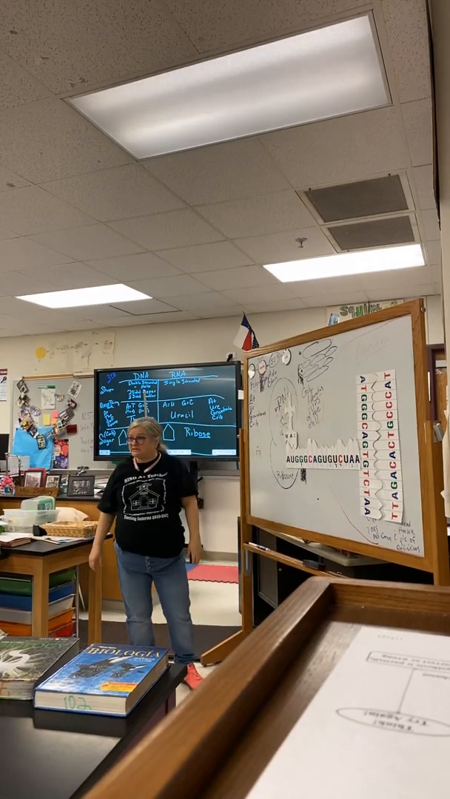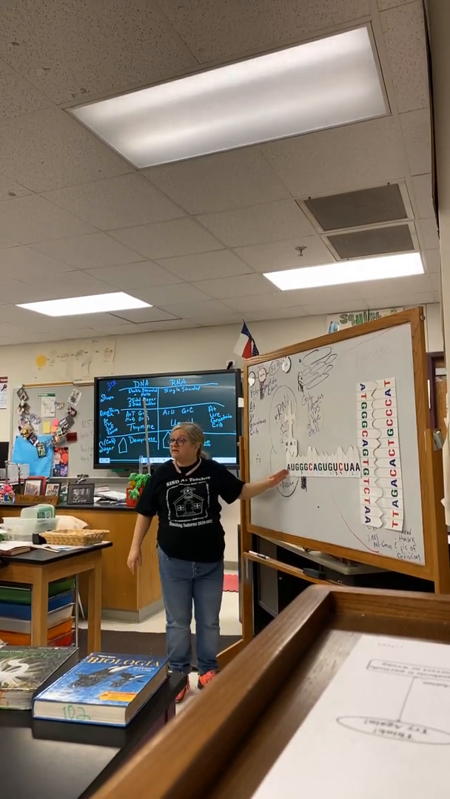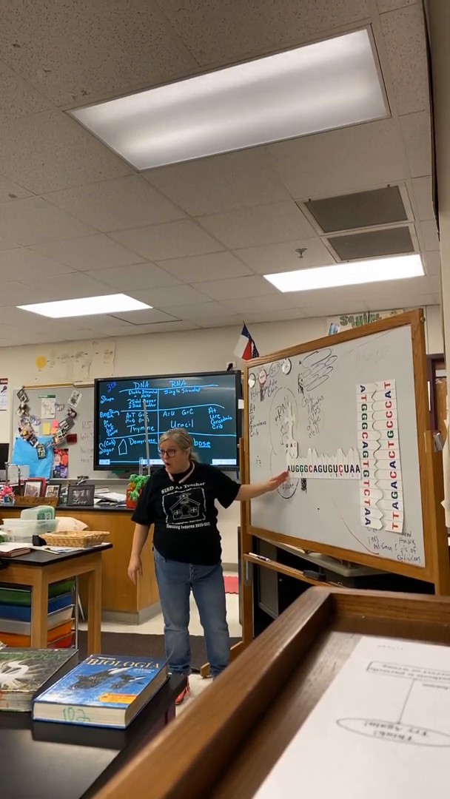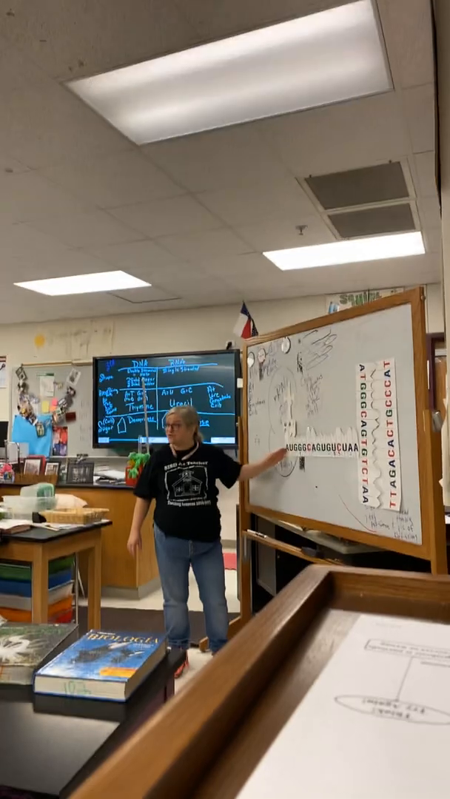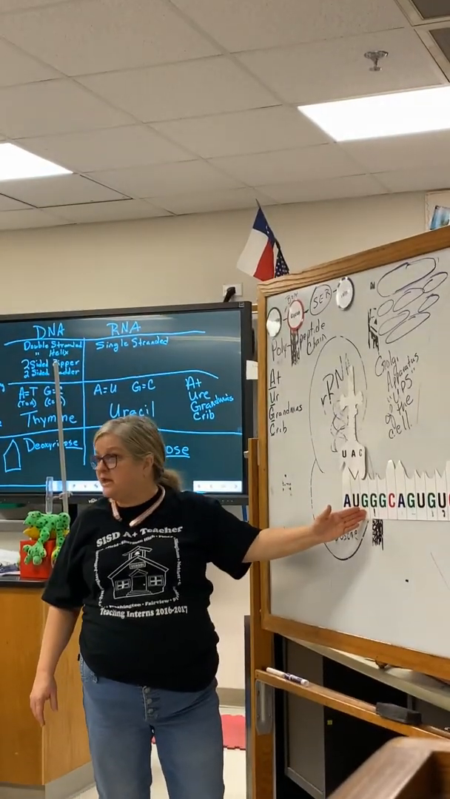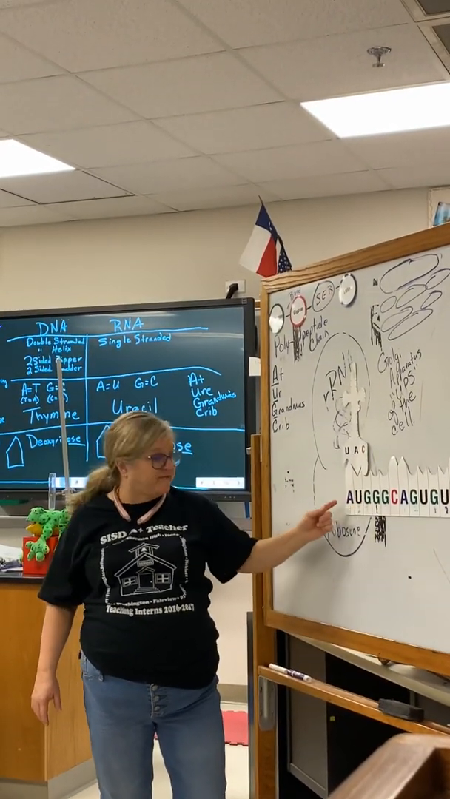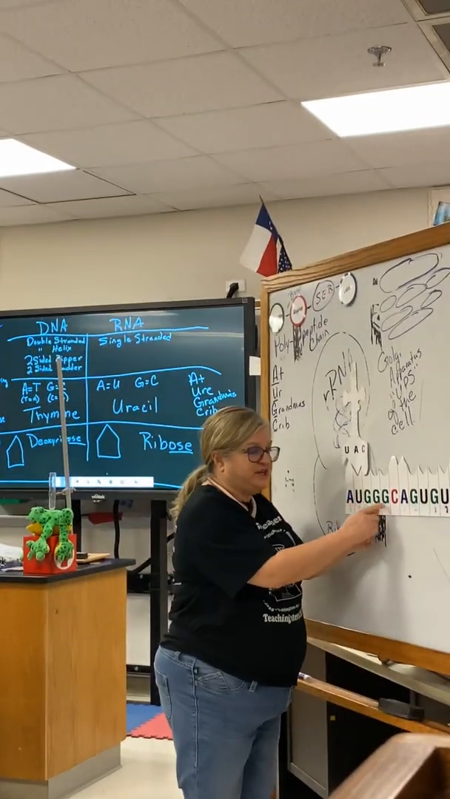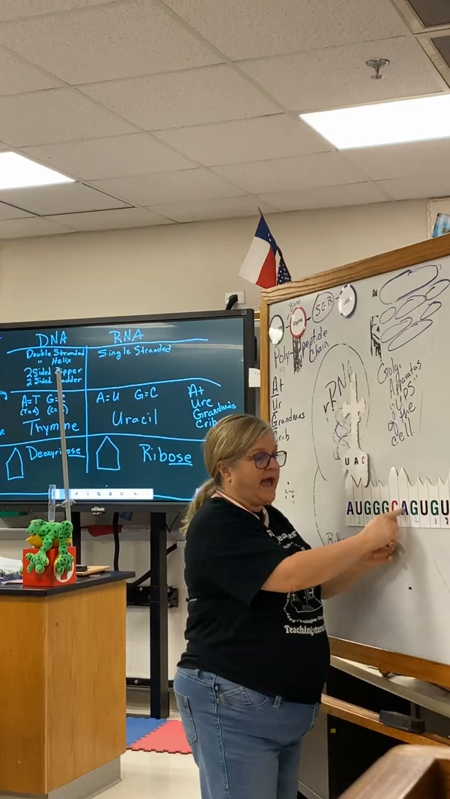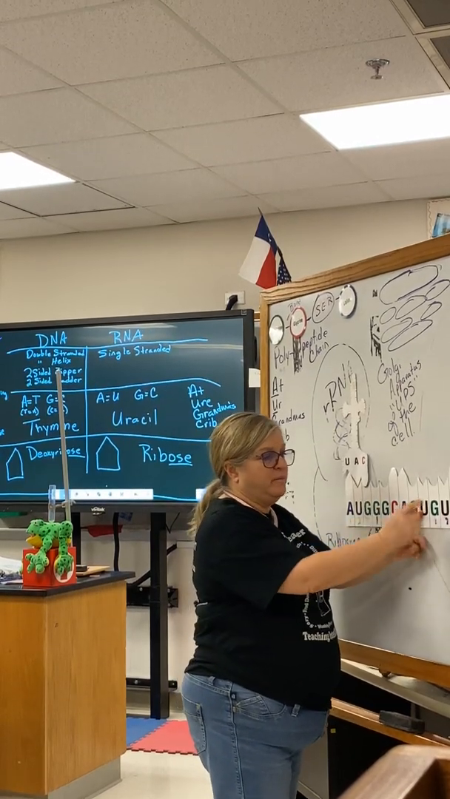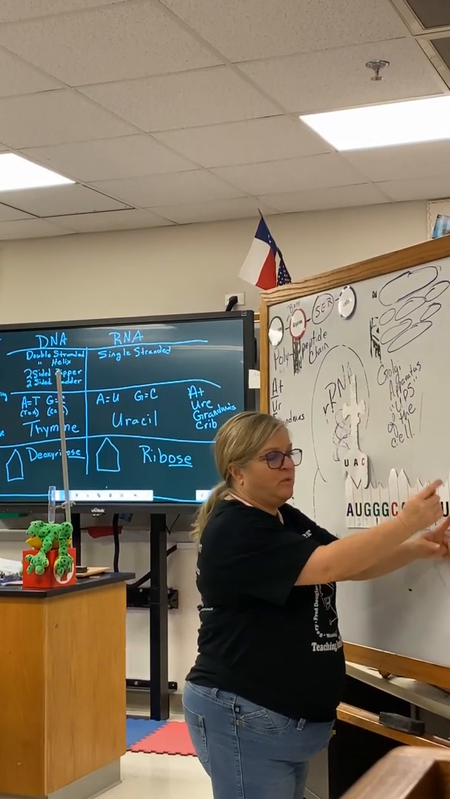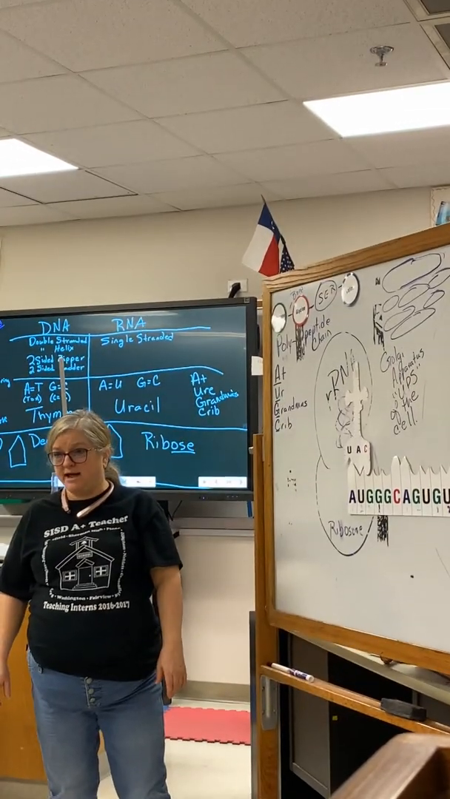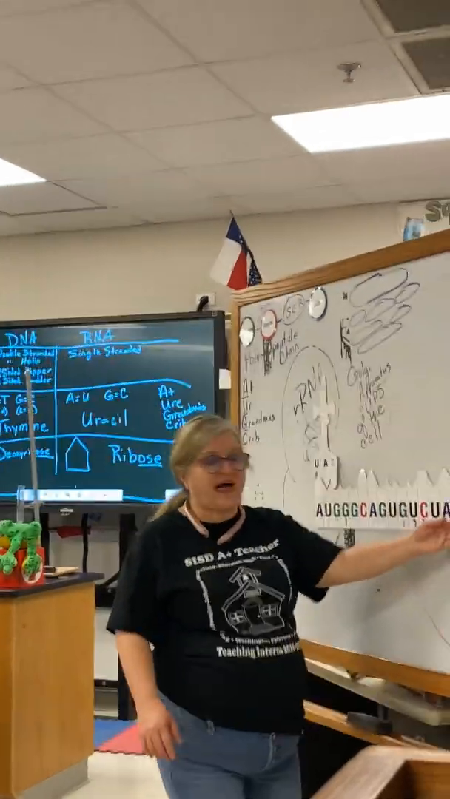Recall from the last time I was here that this is read by codons. A codon is 3 consecutive letters in messenger RNA. So the first codon is AUG. The second one will be GGC. The third one will be AGU. The fourth one will be GUC. And the last one will be UAA. Understand? Okay.